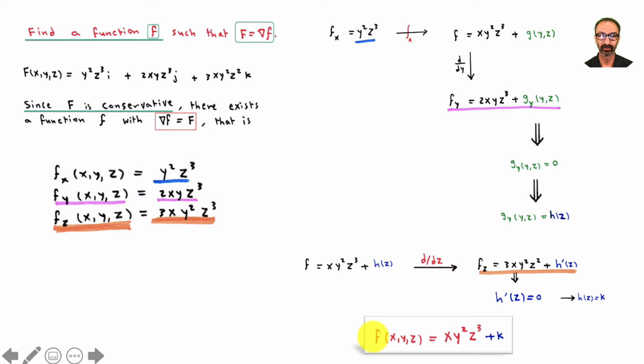Find the derivative of this with respect to x. You should get that. Find the derivative of this with respect to y. You should get the second one. Find the partial derivative of this with respect to z, and you should get this. And that should do it. It's not hard, but it's something different.